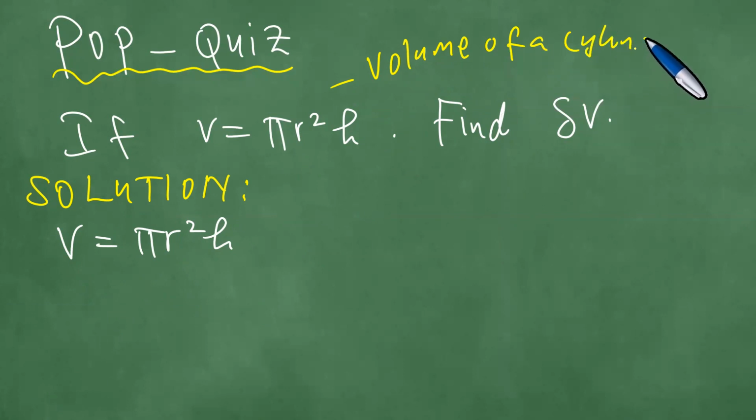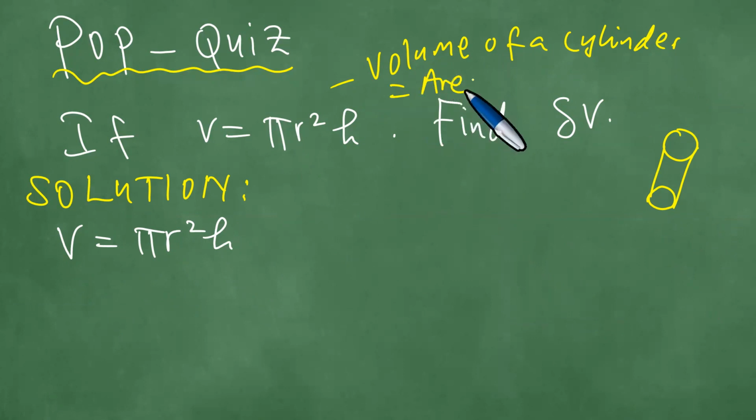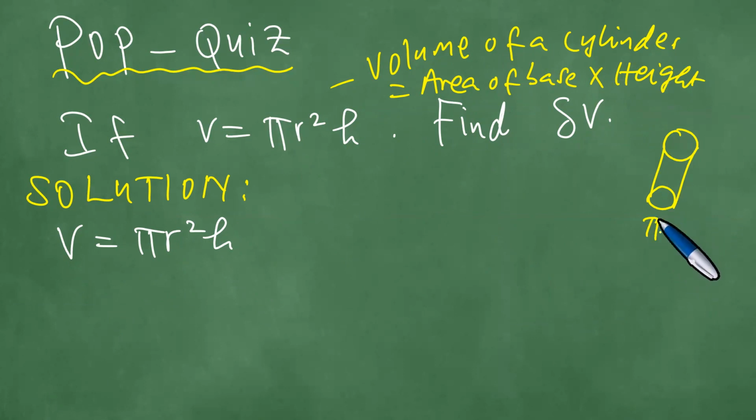How do you find the volume of a cylinder? By a cylinder, we mean the 3D shape like this. We normally say this volume is area of base by height. You can agree that the base is a circle, and the base and the top are both circles, so you say area of base by height, and that is the volume.